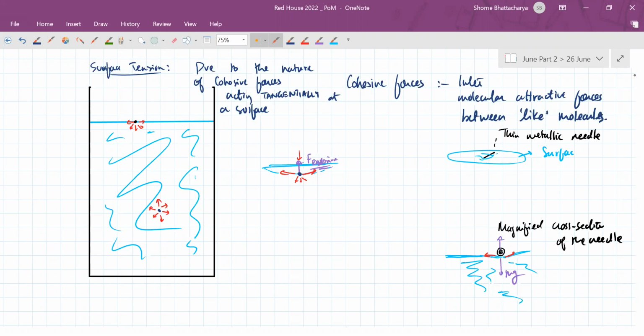So that, at a molecular level, is because of how these cohesive forces line up tangentially at the surface. So the surface bends slightly, and that tangential force acts in such a way that it contributes to a restorative force.